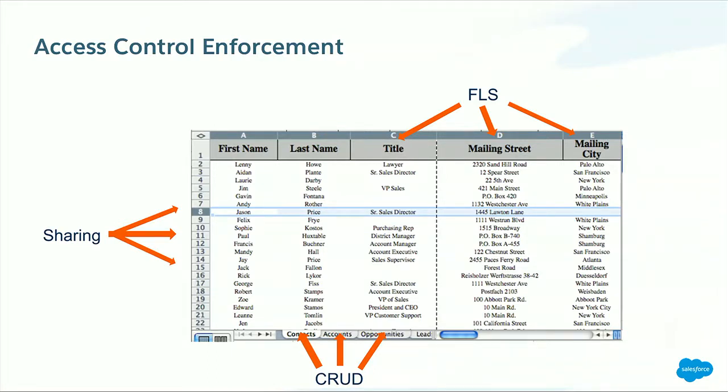And the second thing is field level check. An administrator could restrict access to a particular field, like probably a social security number, or he doesn't want certain users to see the mailing street or the mailing city here. So when you do a query, you have to make sure the user has access to every particular field when you do the query. And then another thing is sharing.